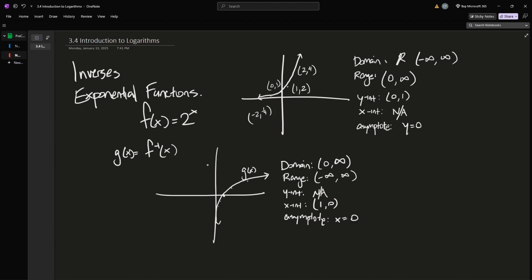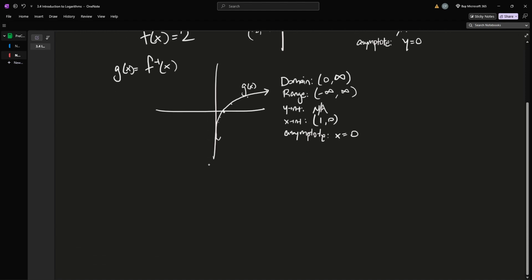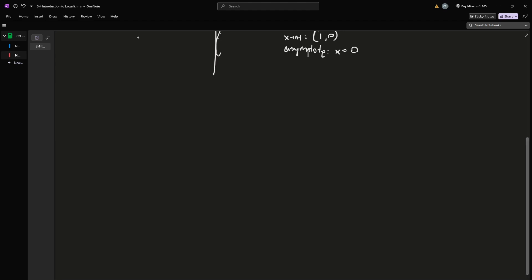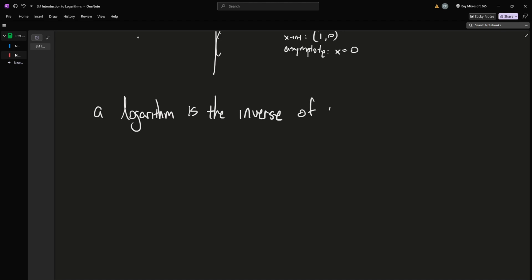Now what's the whole point of this? So we had to learn exponential functions, we had to learn inverses, to now learn what is now the inverse of exponential functions. So this graph right here is actually a logarithmic graph. Logarithm up here. So a logarithm is the inverse of an exponential.